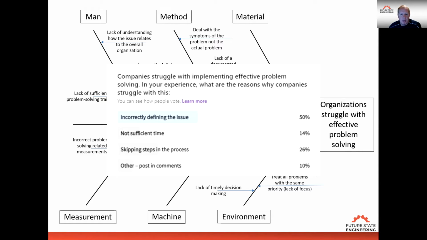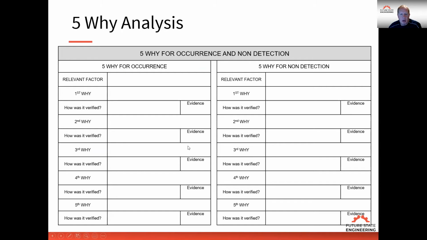So when we're working with 5 why, of course, we can do 5 why for two different types. We can do it for occurrence and for non-detection. So in this case, we're going to do it for occurrence, and we're going to ask 5 whys to get to the root cause. 5 why is one of the simplest tools in concept. It's the most difficult tool I've ever used.